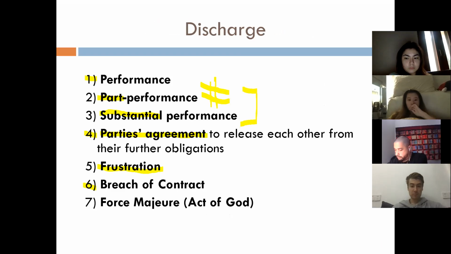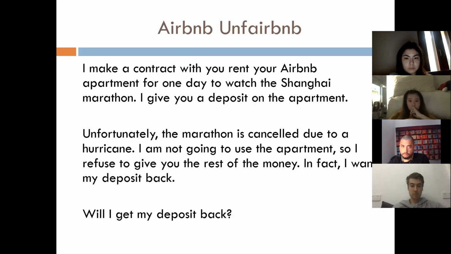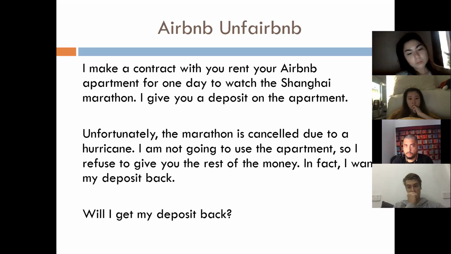Now you can sue me for hindrance because it's a form of breach of contract. I make a contract with you to rent your Airbnb apartment for 1 day to watch the Shanghai Marathon, and I give you a deposit on the apartment, let's say Min. Okay, Min, so I give you this deposit to rent your apartment, and then the marathon is canceled due to a hurricane, and I'm not going to use the apartment, so I refuse to give you the rest of the money. I want my deposit back. Will I get my deposit back?